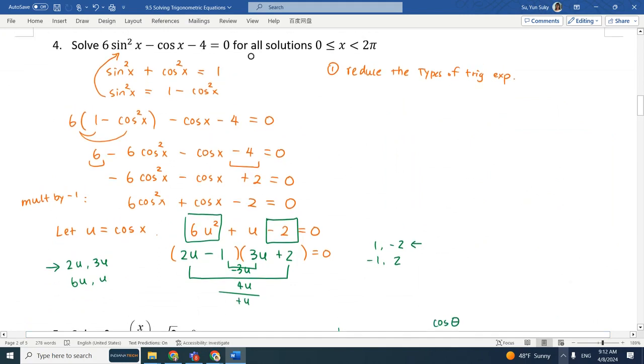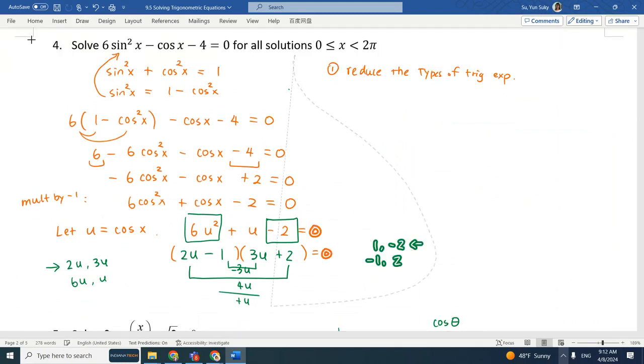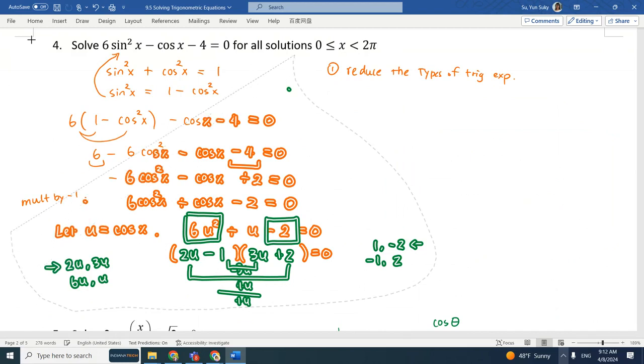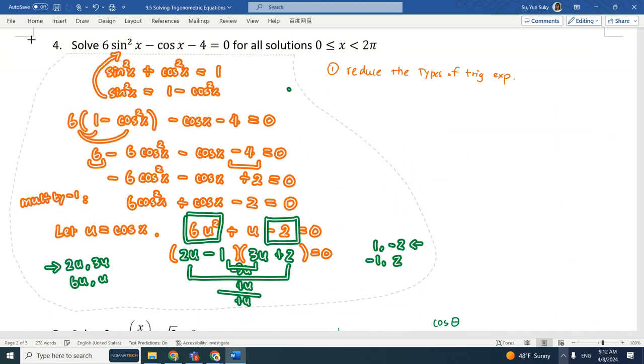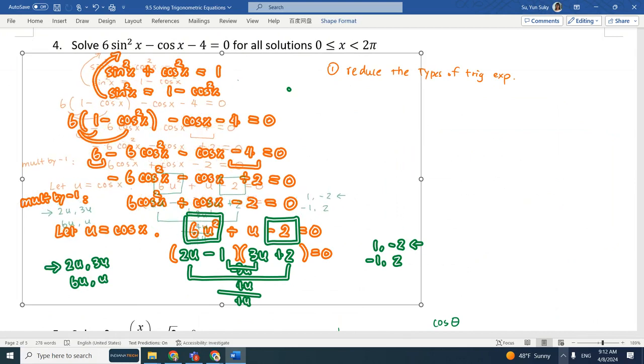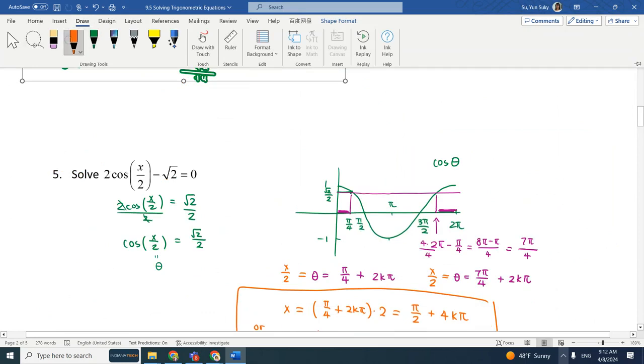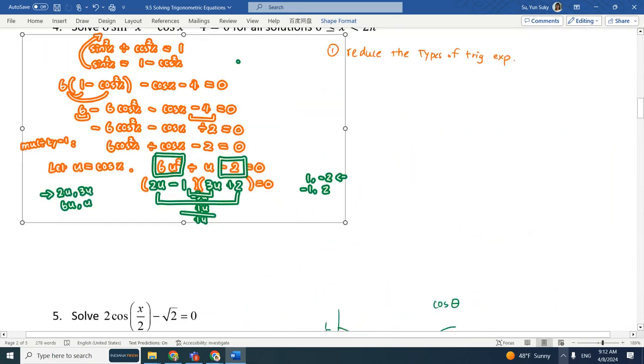Oh, by the way, I ran out of space. I hope you still have enough space. Okay, let me shrink this. Okay, so I can have more space. All right. Okay, so continue.